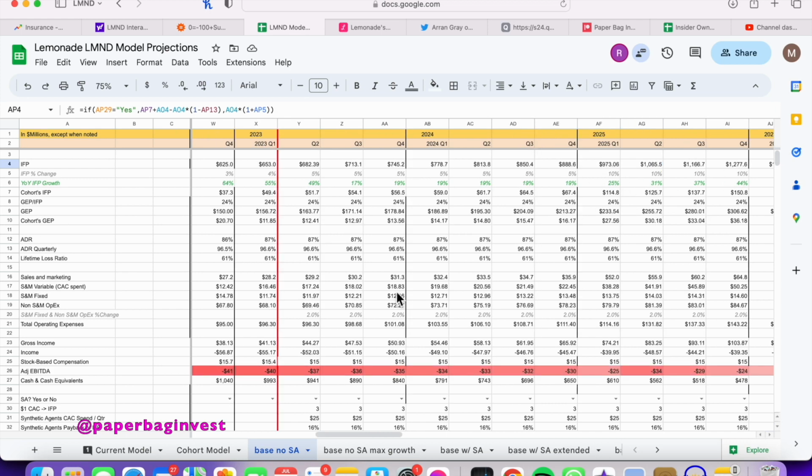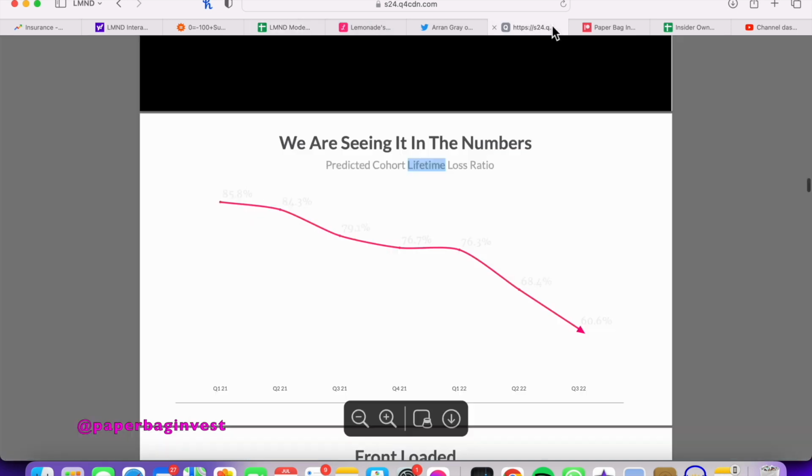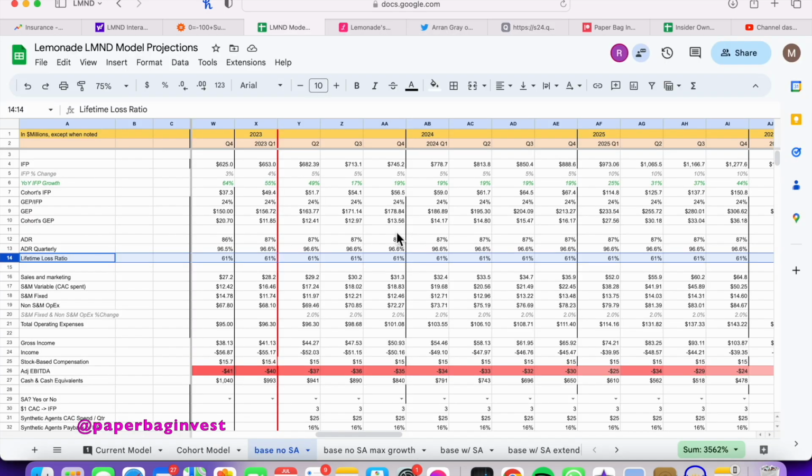Again, I have the lifetime loss ratio for my base case leveling off at 61%, exactly from this slide at Investor Day. Maybe it would even get better than that. It's certainly showing a continuous improvement, but these are fairly unproven numbers. We don't know. LMND themselves are just predicting these from their data, as it's a prediction over the lifetime of a cohort. But 61% as my base case there, we'll be playing with that variable.